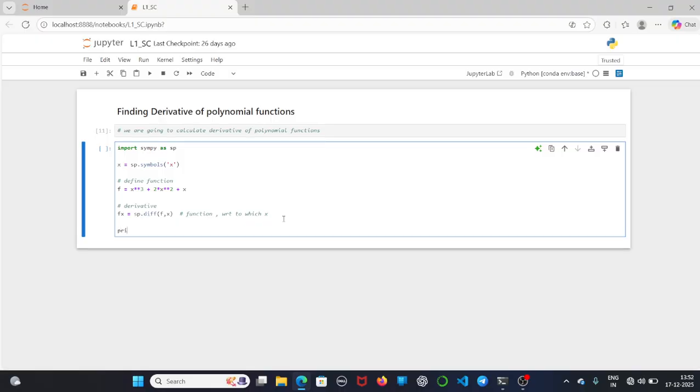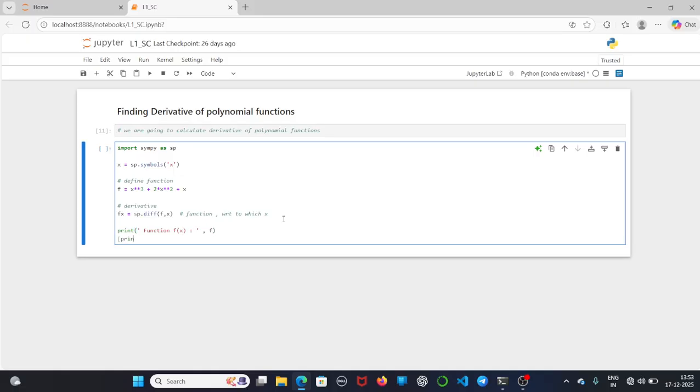Now what we are going to do is just print, right? First we print the function. Function f of x is, okay, function f of x is this, f, right? And print the derivative f dash x. I must use double quotes: f dash x derivative is, and close the string, and we are going to print fx over here, right?